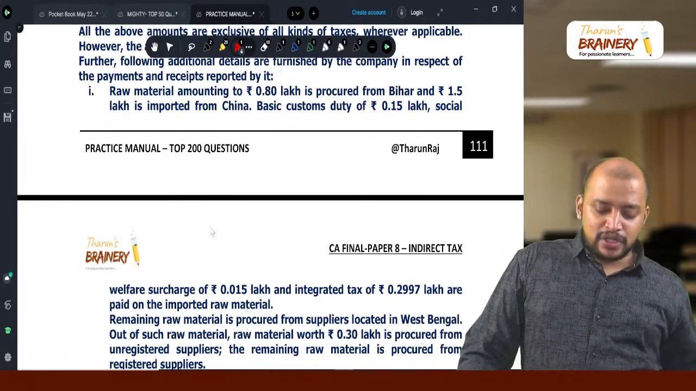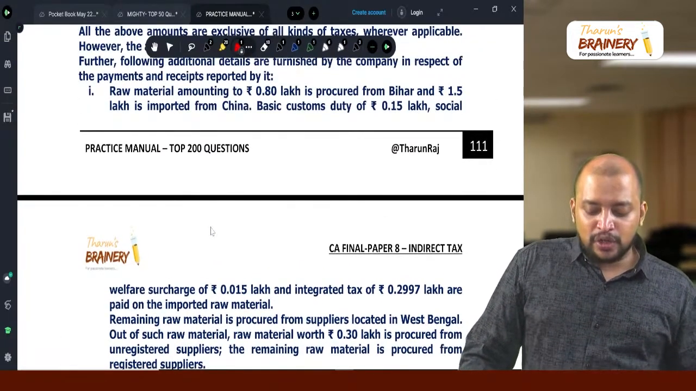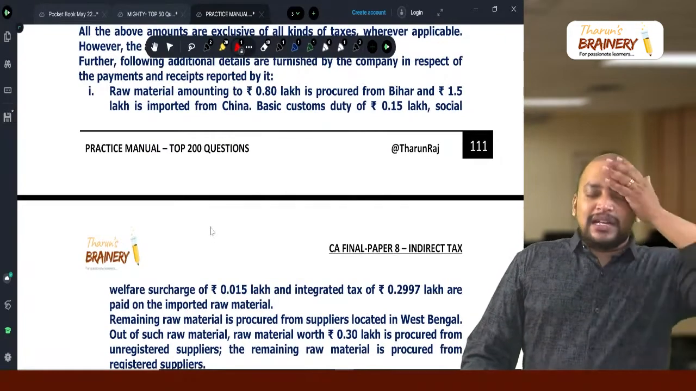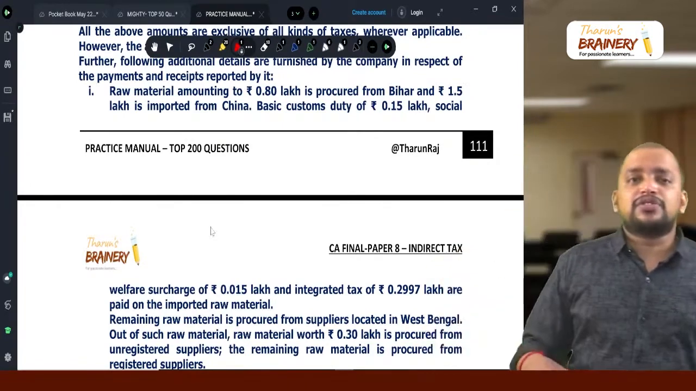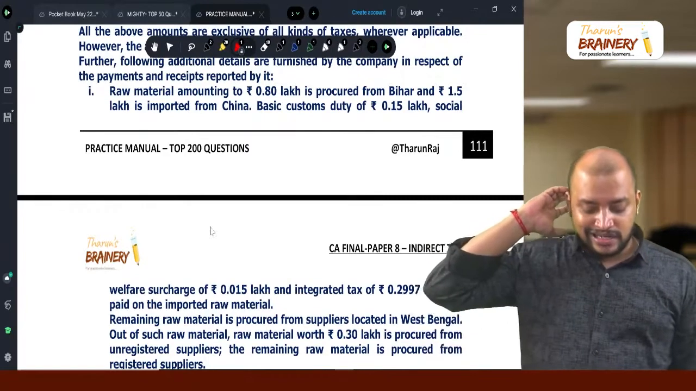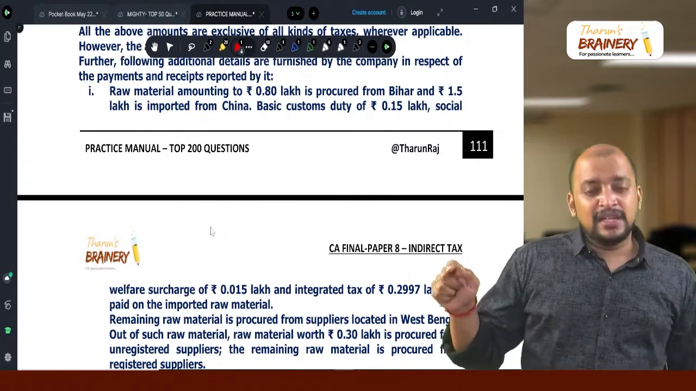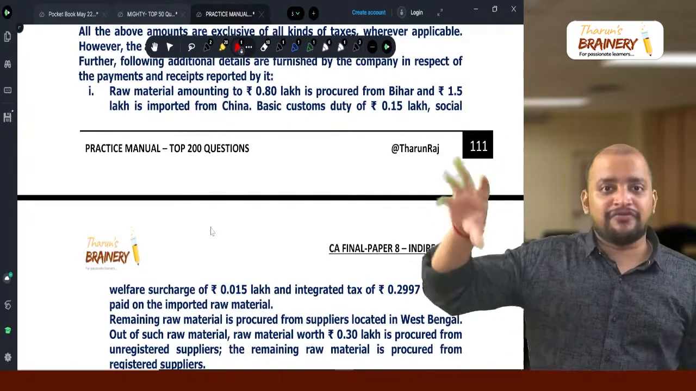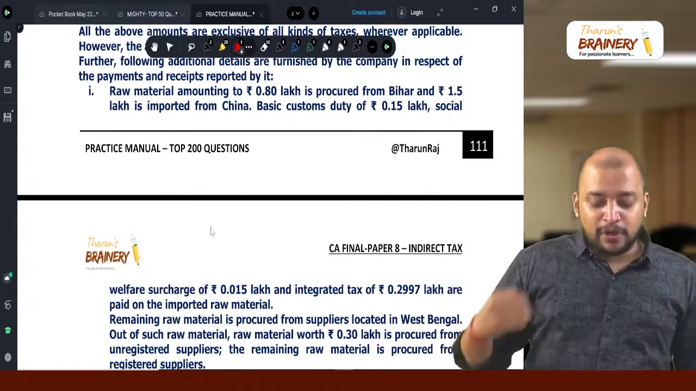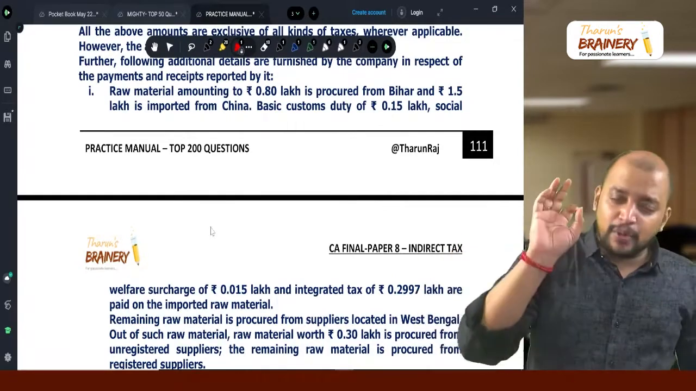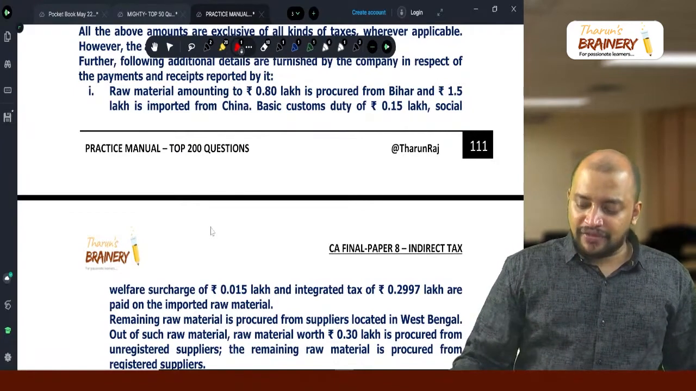0.15 is basic customs duty, 0.015 is social welfare surcharge, and integrated tax of 0.2997 lakh has been paid. Whenever you take the value of imported goods, that includes the value of customs duty, everything, excluding GST. So this 0.15 and 0.015 is part and parcel of 1.5. Don't take it out, so only 1.5. Don't deduct 0.15 and 0.015. So 3.5 minus 0.8 minus 1.5, so 1.2.